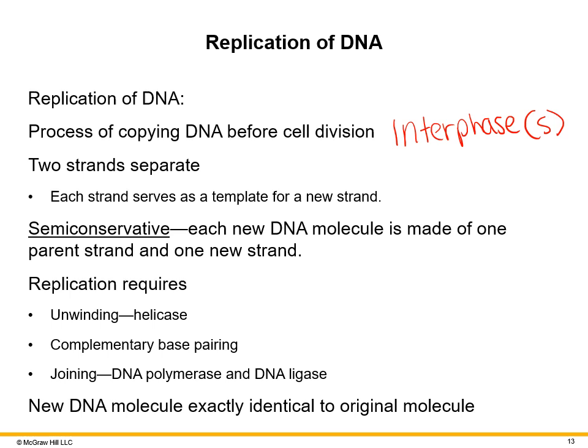DNA replication is semi-conservative. Each new DNA molecule is made of 1 parent strand and 1 new strand, instead of conserving both parent strands. Replication requires the unwinding of the DNA 2 strands by helicase. Replication requires complementary base pairing, and also requires joining the new strand to the original parent strand. And this happens through DNA polymerase and DNA ligase.